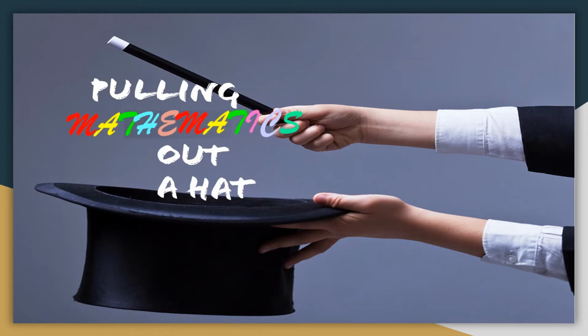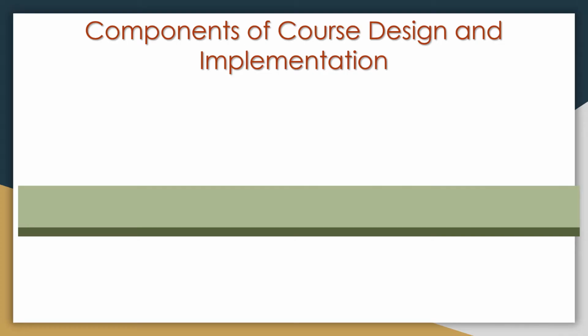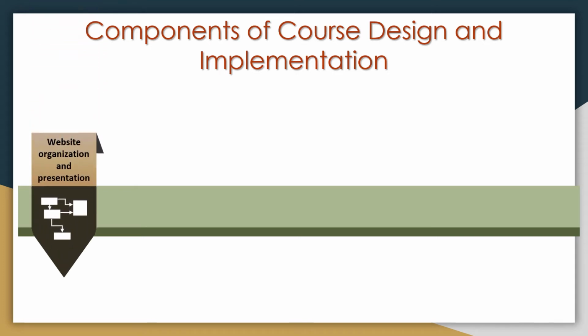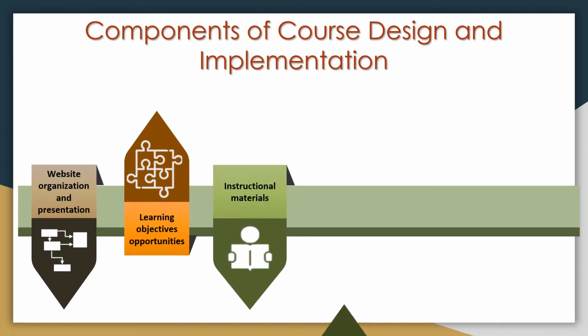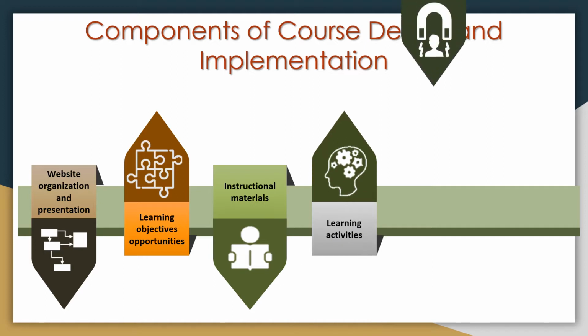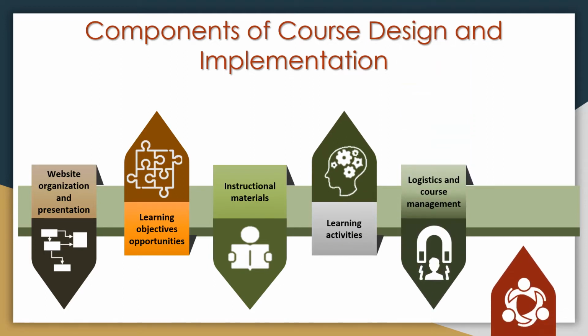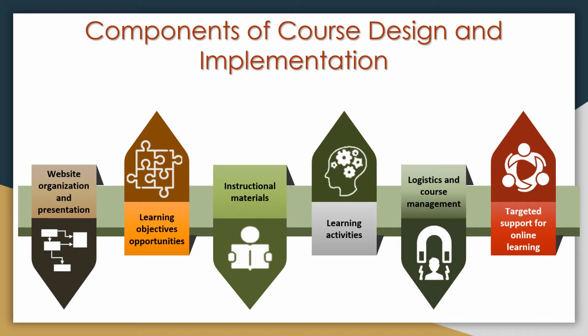This does not happen by pulling it out of a hat. It comes with much planning and design. There are 6 main components of course design and implementation that are commonly incorporated in an online course: website organization and presentation, learning objectives, instructional materials, learning activities, logistics and course management, and targeted support for online learning.